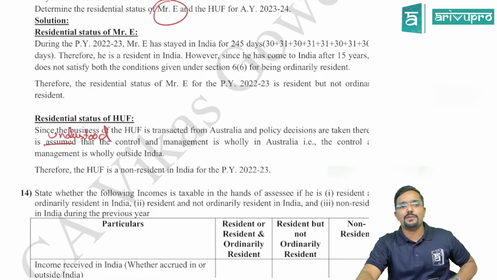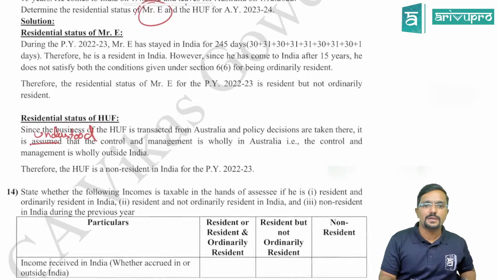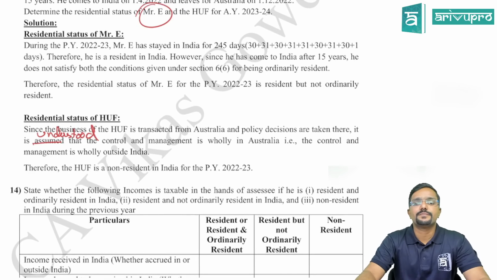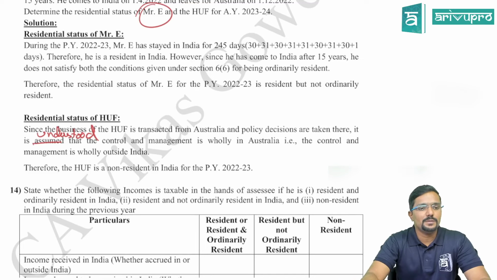Applicable provisions I have not given here. Straight away I have given the answers along with the reasons. Malar Murthy, sir, once HUF is non-resident, no need to check whether ordinary or not ordinary. No need. Only for who is resident, we check whether they are ordinary or not ordinary, both for individuals as well as HUF.